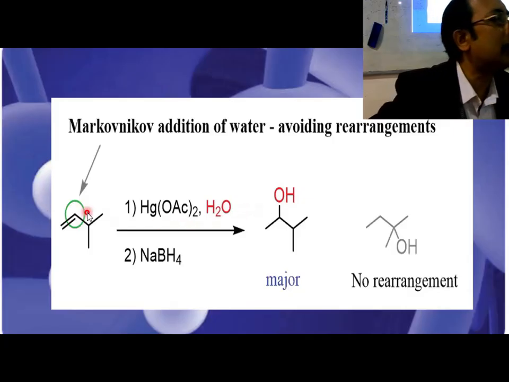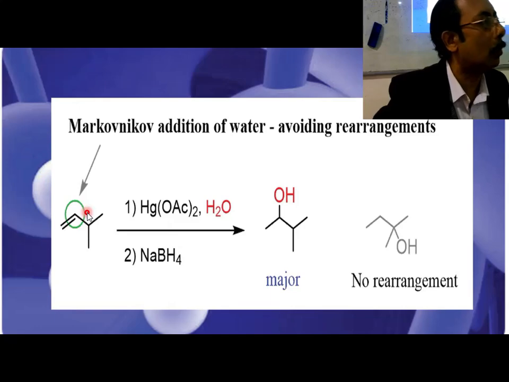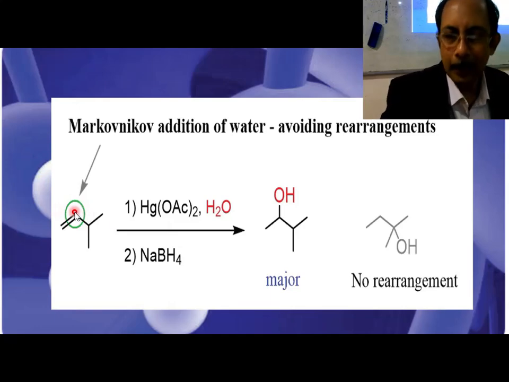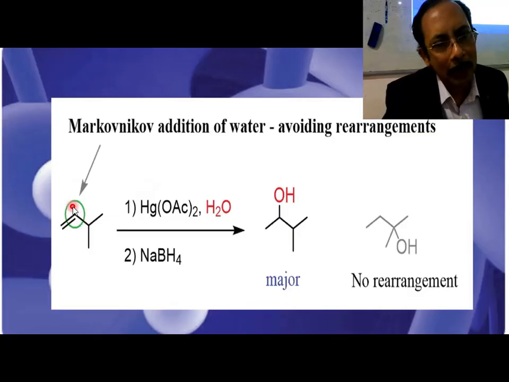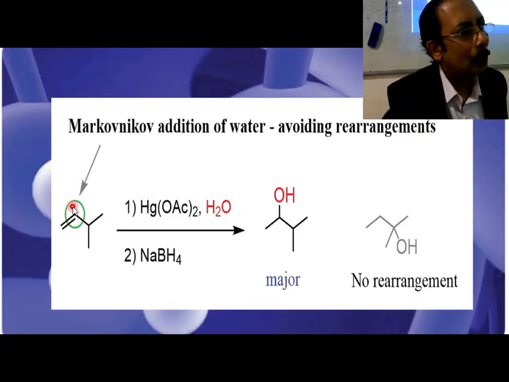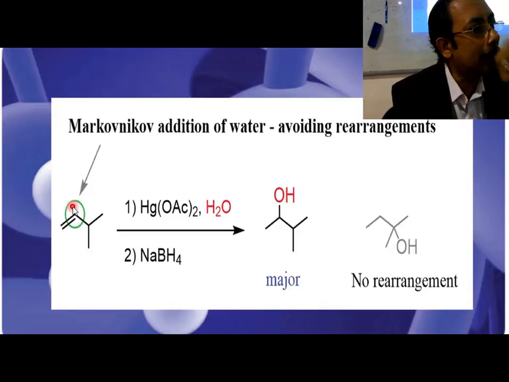So there is no scope of rearrangement because you are not producing any carbocation. If it can produce carbocation, then rearrangement is very common. But here this type of carbocation is not formed. That's why there is no possibility of rearrangement, because this mercury is getting attached here, which opens only when water is attacking there. So no carbocation, no rearrangement. If carbocation, there is rearrangement. If no carbocation, no rearrangement.